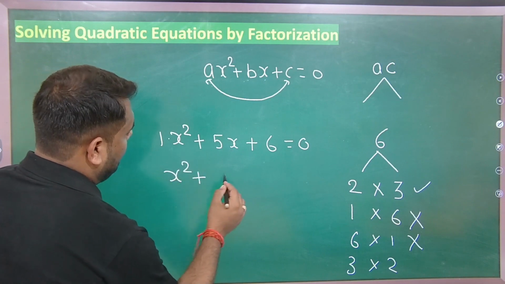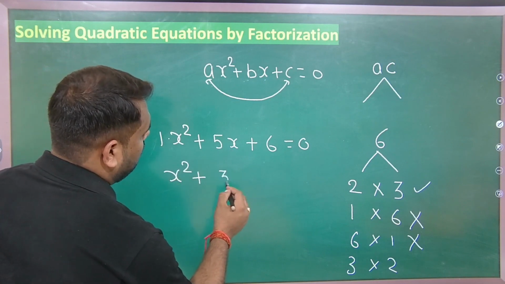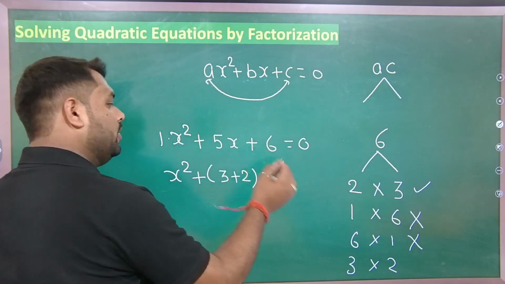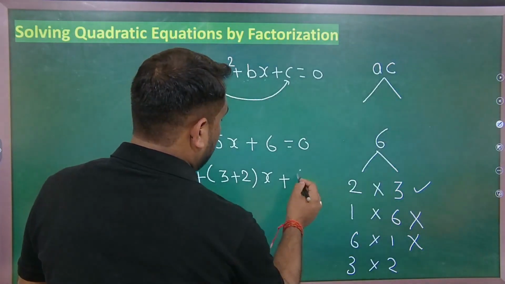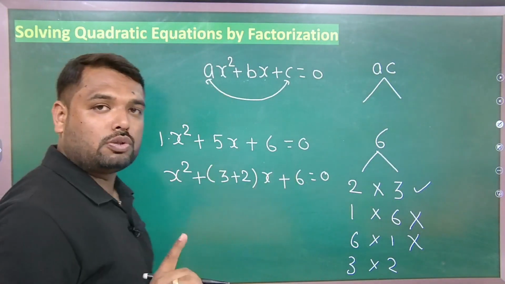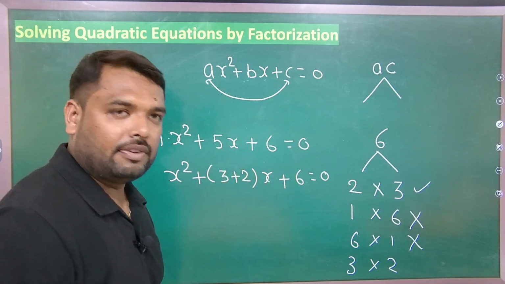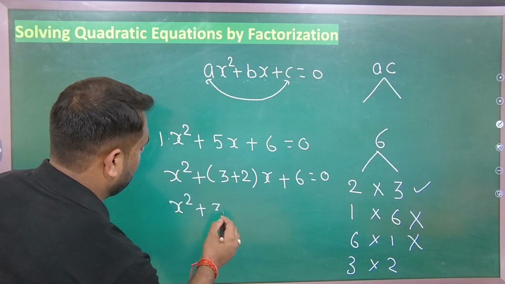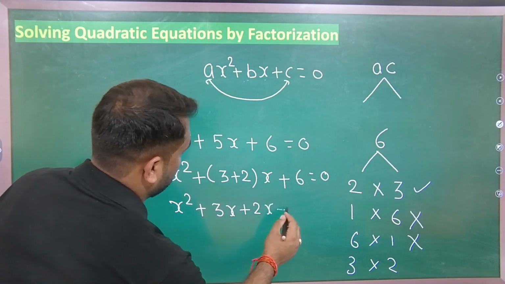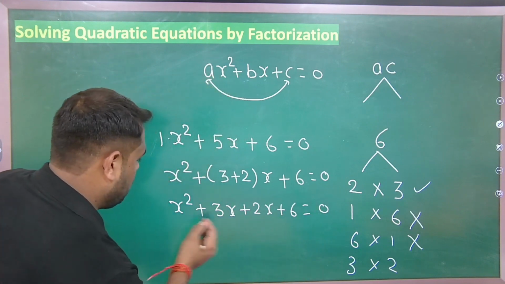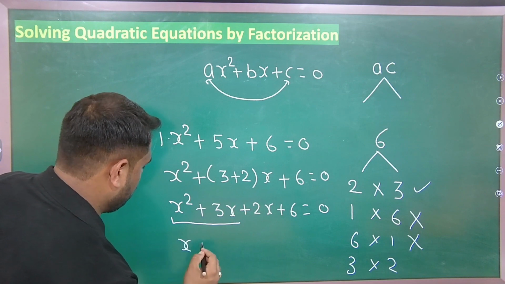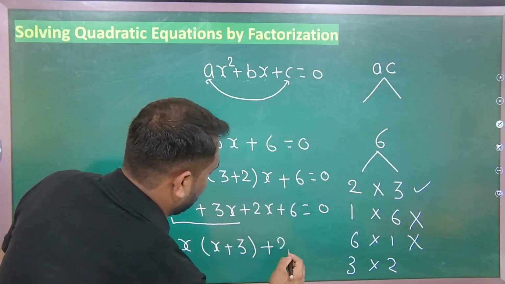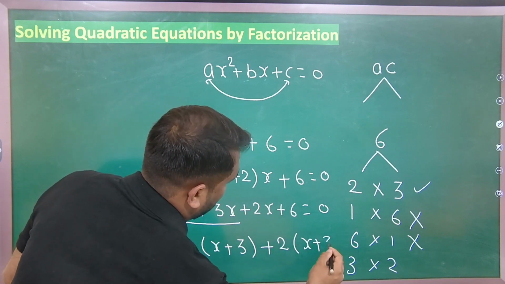So x square plus, I am converting 5 as 3 plus 2. We can write 5 as 3 plus 2. Why 3 plus 2 only? Because 3 into 2 is equal to 6. Both things must be satisfied. That means the product must be equal to 6 and the sum or difference must be equal to 5. Now just open the bracket and take the common. x square plus 3x plus 2x plus 6 equals 0. Now there is a common x in these two: here it will be x and here it will be x plus 3. Then in the last two, 2 is common, and plus 3 will be there.